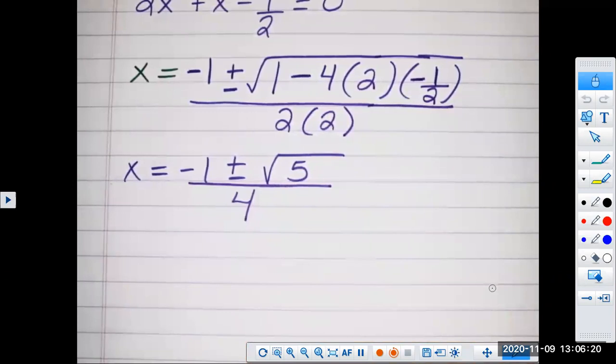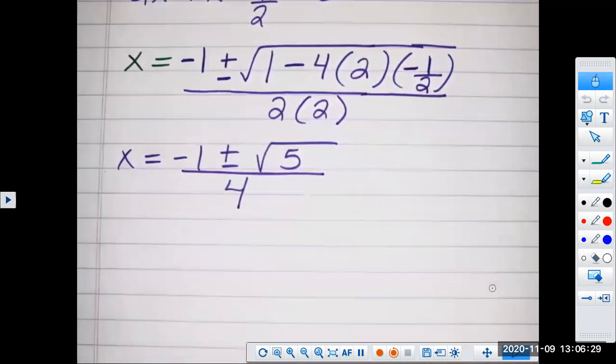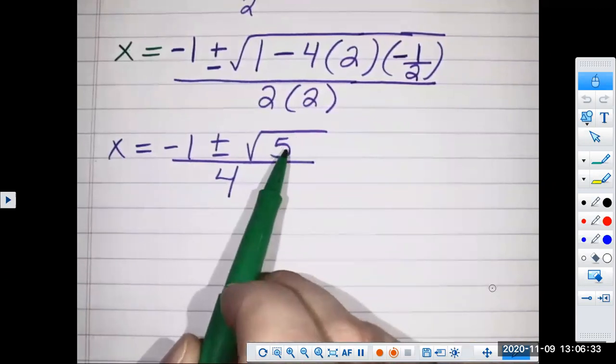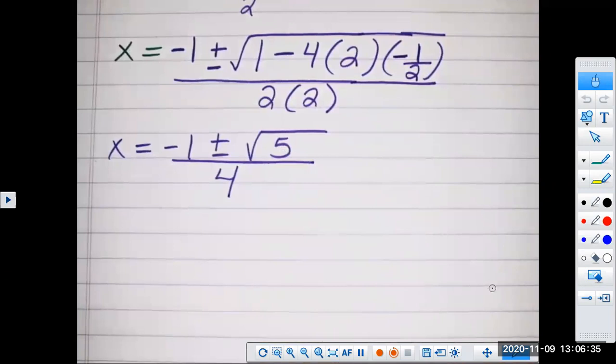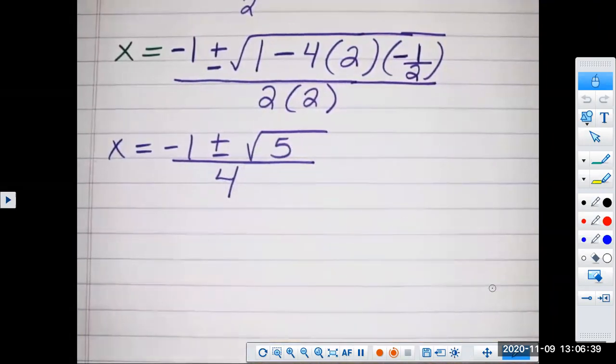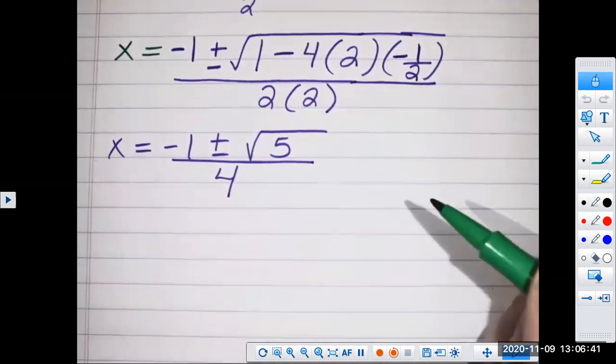Okay, are y'all okay to that point? Yes, no? Y'all good? Ryan, you good? Okay. Can you divide 5 by any perfect square? No. So √5 is in simplest form. So at least we don't have to worry about that.